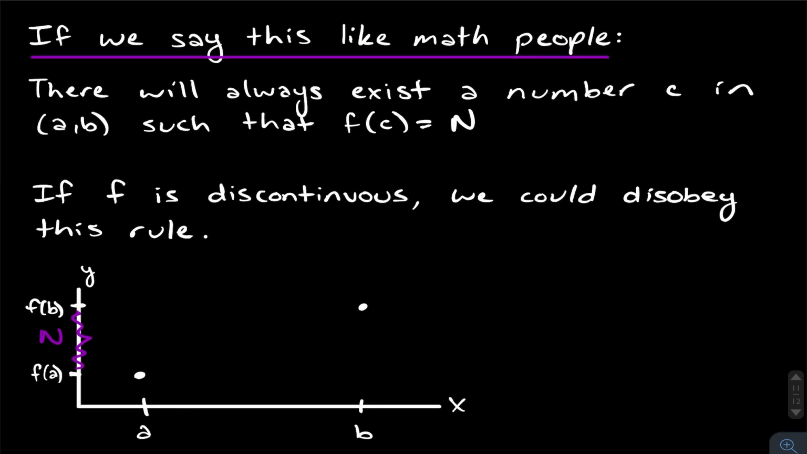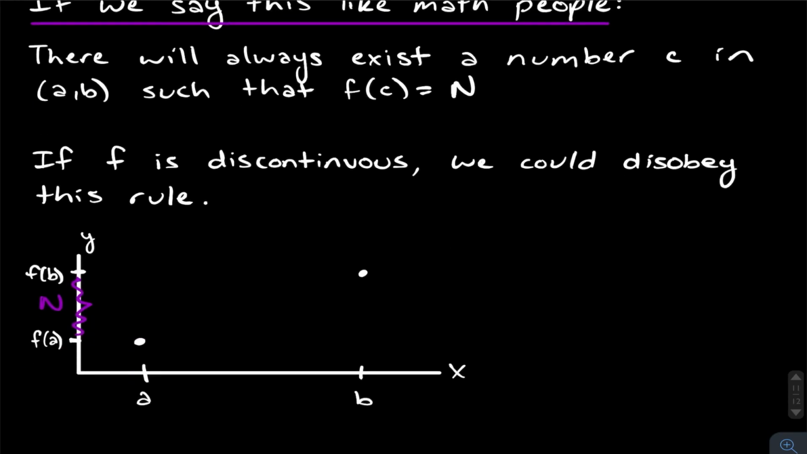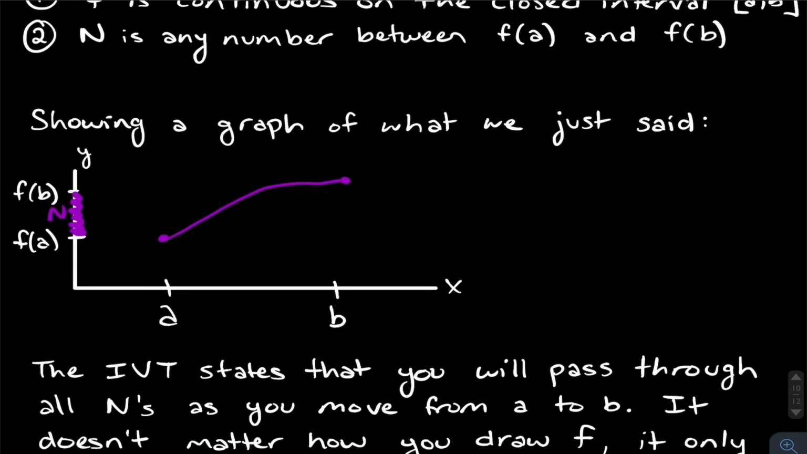Now, and I did say down here, if we say this like math people, there's always going to exist a number c in that interval a to b, such that when you plug in c, you're going to get that number n. So let's go up here with this graph. Let's say that n is this point right here. Well, we can trace that over to a point on this graph, and let's say that x value is c. And so there's always going to be an x value along the interval where when you go up, you get n. So that's the whole point.